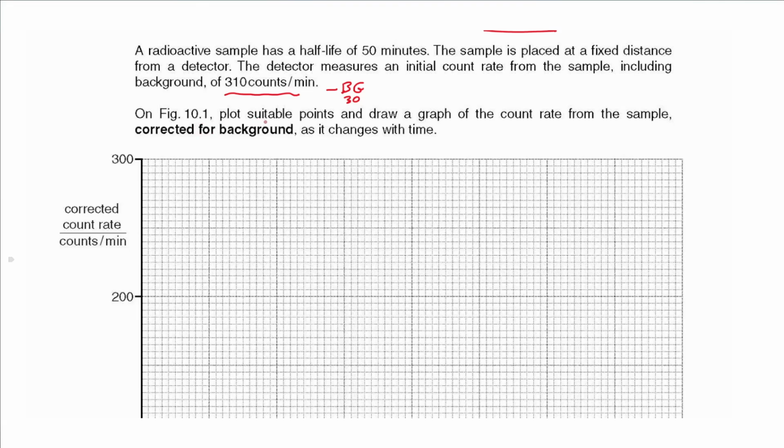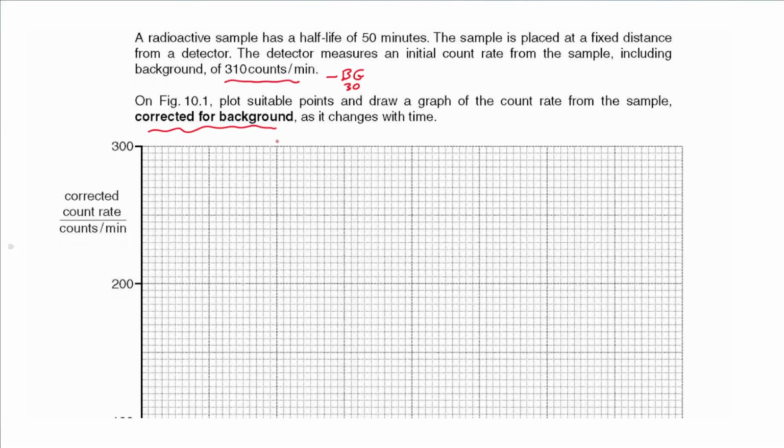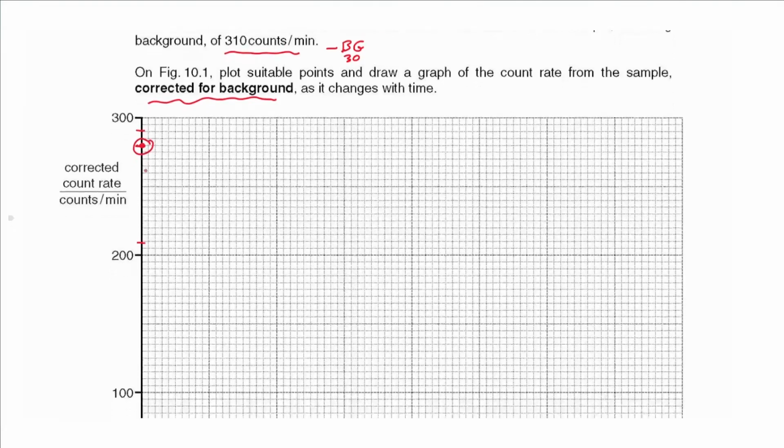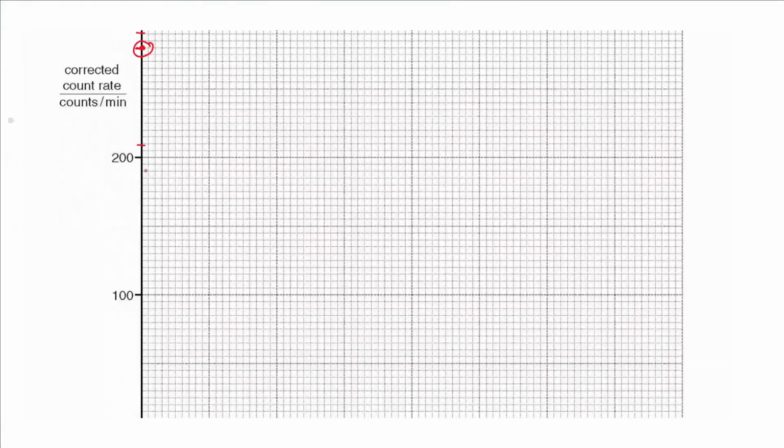On figure 10.1, plot suitable points and draw a graph of the count rate from the sample corrected for background. That means subtracting background as it changes with time. So we have the half-life 50 minutes. So every 50 minutes the activity decreases by half, and the initial activity was the detected reading minus 30, so 310 minus 30, that gives 280. On this graph, each 2 squares makes 10, so this is 290, this is 280, so this is the first point. And every 50 minutes the reading decreases by half.